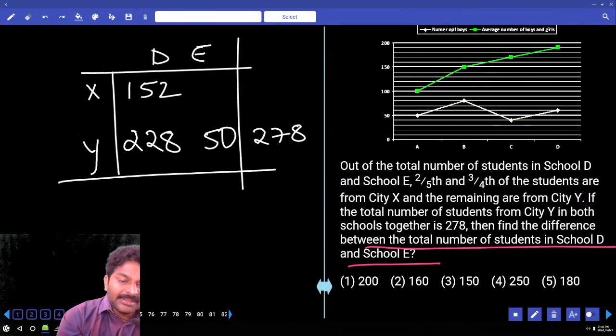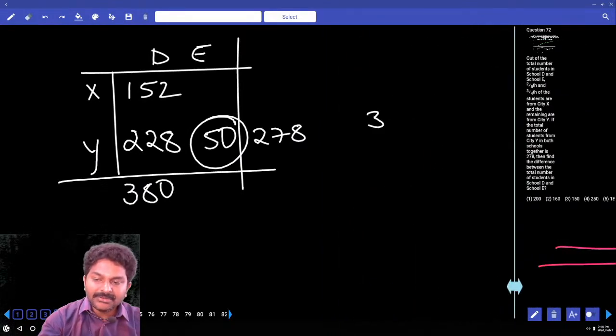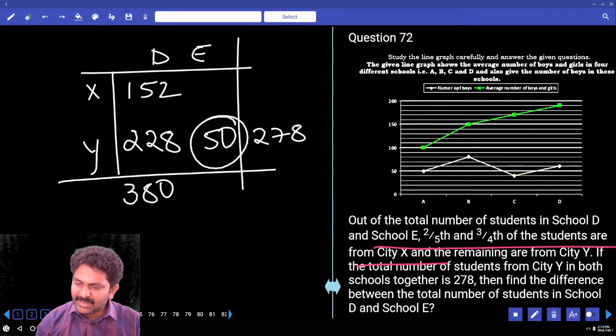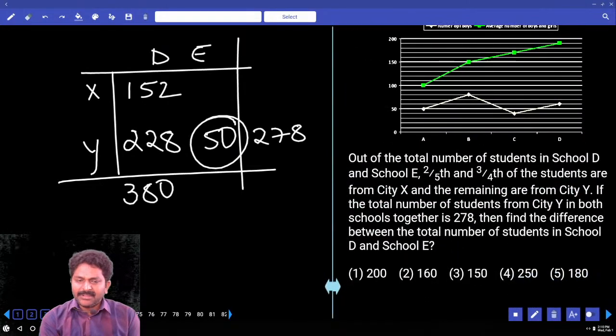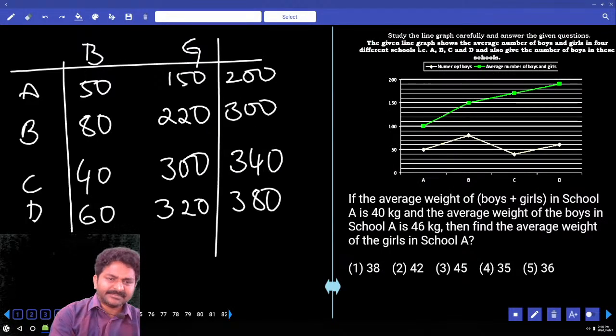Yes. In D total we have 380 people. Now this is equal to 3/4 of the population from E. But it doesn't come out, there is no multiple of 3. Just hold this question for some time, we will come back. Okay.